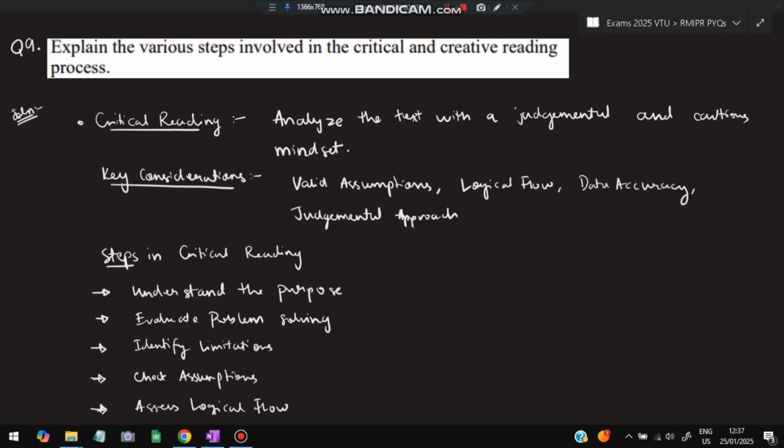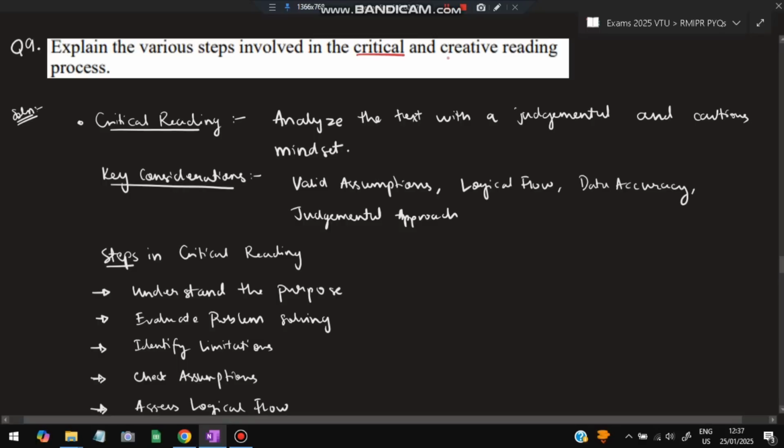Moving on to the next question, we have explained various steps involved in critical and creative reading. There are two types of reading. If a paper is given to you, you will be reading the paper, right? You will be either reading it critically or you will be reading it creatively. So, what is the difference between them? First, let's discuss what is critical reading.